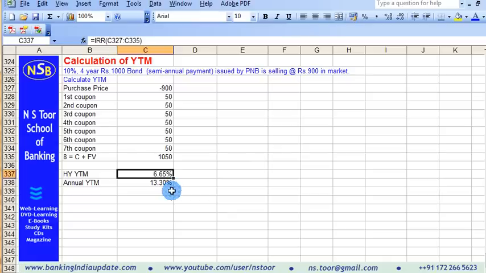In this way, the calculation of YTM in MS Excel is very easy. So whenever there is an opportunity for you to practice, to check your answers, you can always make use of Microsoft Excel for calculation of YTM. Microsoft Excel can be used not only for calculating YTM, it can be used for calculating the amount of sinking fund, amount of EMI, present value and future value of annuity, and annuity amount for a given future value and present value. So you can always explore these functions.